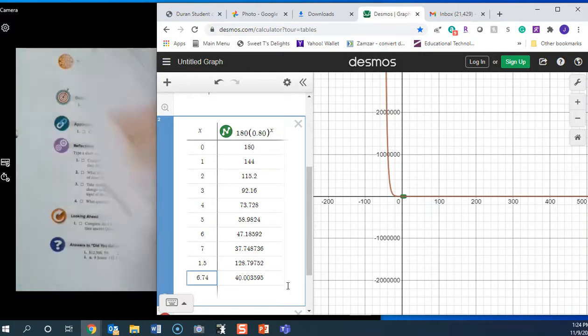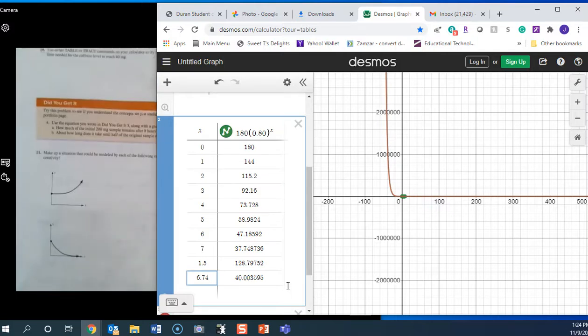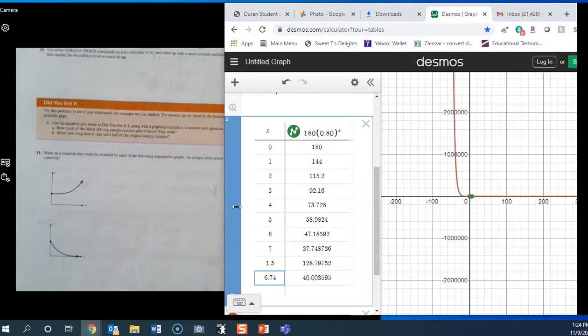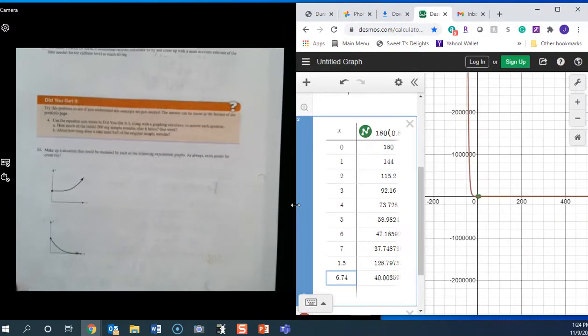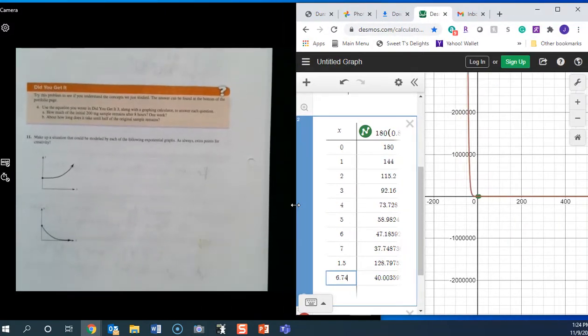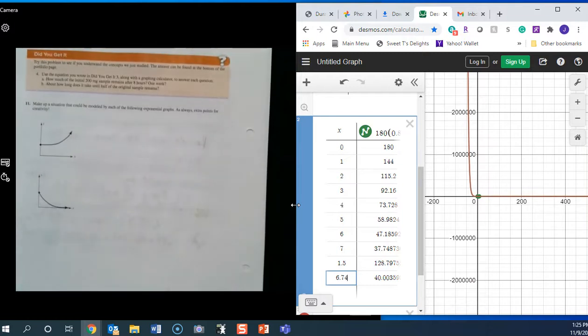All right. So we go here to the back. The problem 10, it says use either table or trace commands on your calculator to try and come up with a more accurate estimate for the time needed. So basically, number 9 takes care of problem number 10 because we used the table, gave us a more accurate depiction here.